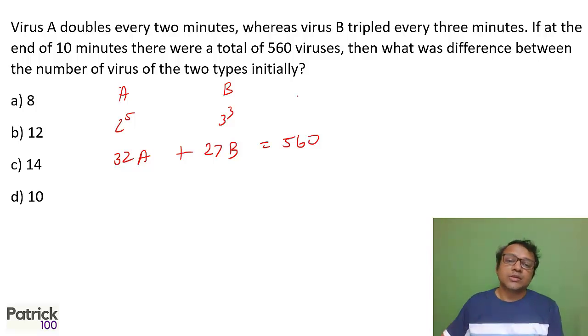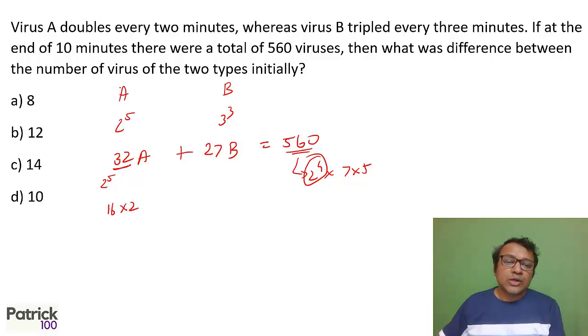How do you solve this? First, look at what is common between 560 and one of the numbers. 32 is 2 raised to 5, whereas 560, if I break it up, is 2 raised to 4 into 7 into 5. I see 2 raised to 4 common, so I'll take 2 raised to 4, that is 16. So 32A is a multiple of 16, and 560 is a multiple of 16. So 27B should also be a multiple of 16. Finally we get 16 into 35.